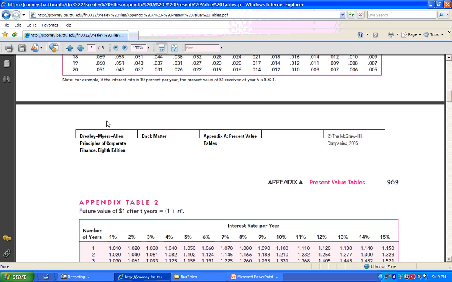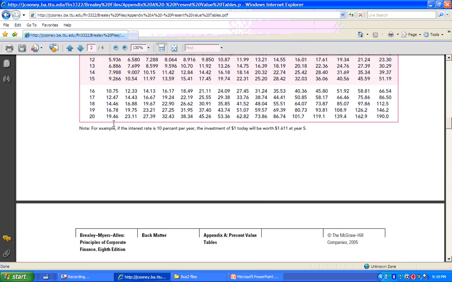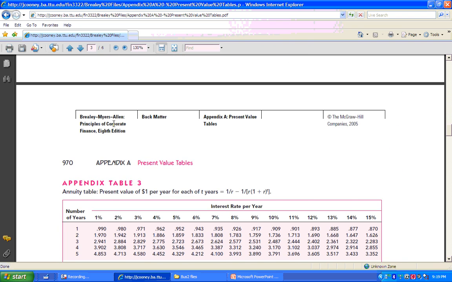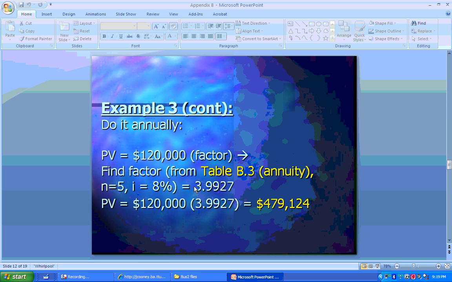Appendix table, this is the present value of an annuity table. I don't have the right table up here, so I'm going to go back to my PowerPoint. You'll have to look at the back of your book and trust that 3.9927 is the number you get from i equals 8% and n equals 5.